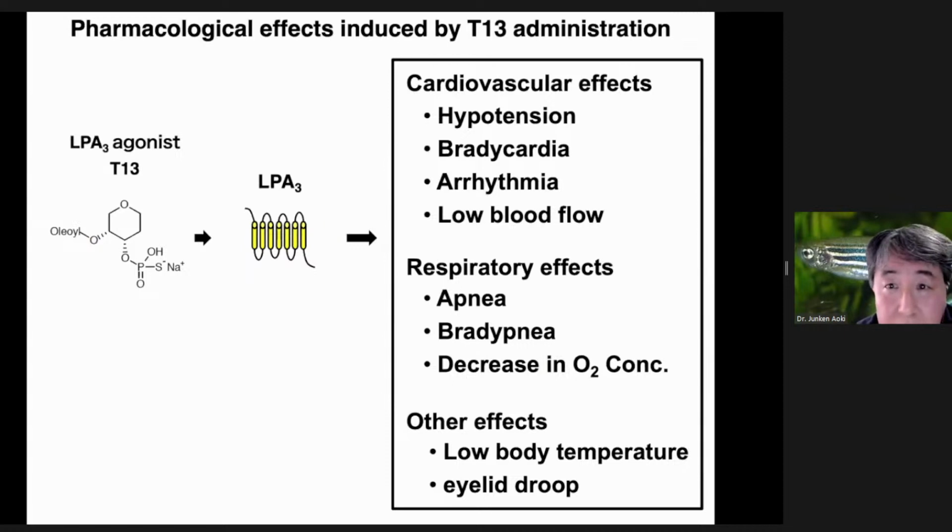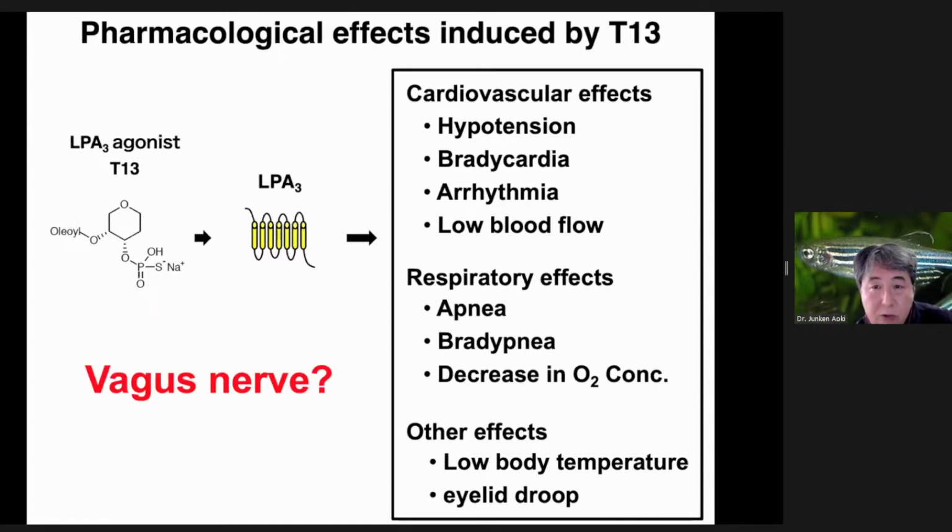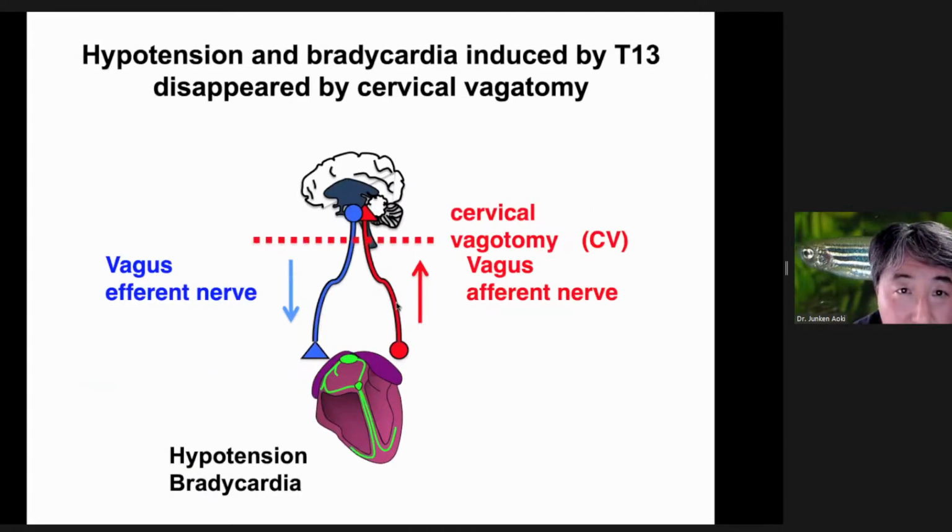Other than hypotension and bradycardia, many pharmacological effects were observed, such as arrhythmia, low blood flow, apnea, a decrease in O2 content, and a lower body temperature. But all these pharmacological effects are induced when the vagus nerve is hyperactivated. So we next examined whether the vagus nerve is involved in the T13-induced effects by inactivating the vagus nerve, by cutting it, or vagotomy.